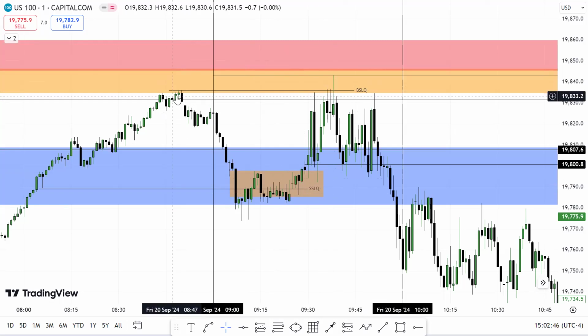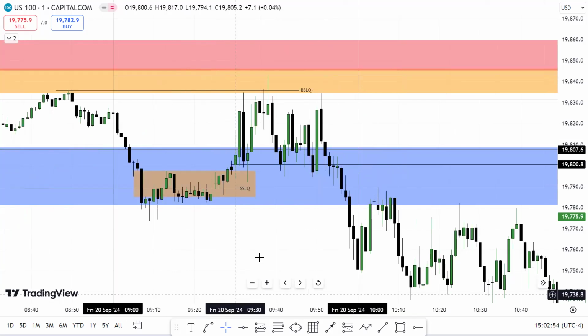But once it gets to a buy side liquidity that has a higher time frame PDRA, there's always a potential reversal at that point, right? There's always a potential reversal there. So you see, at this point, this is the 9:30 opening bell candlestick here. The 9:30 opening bell candlestick.